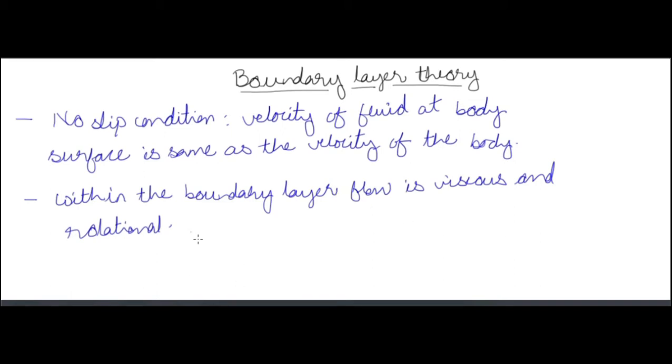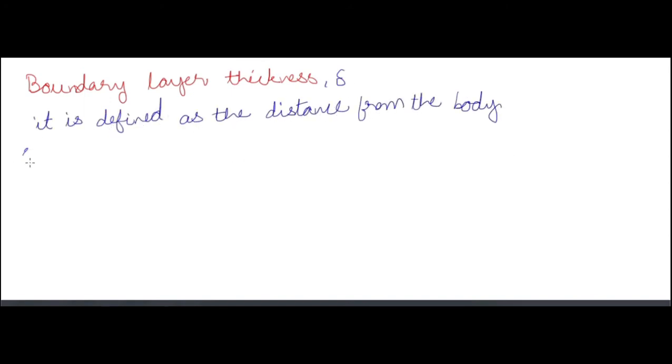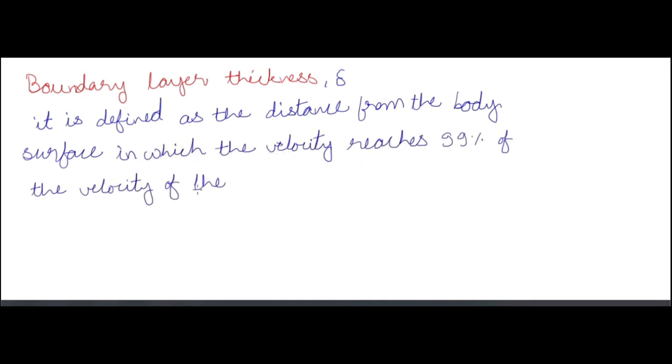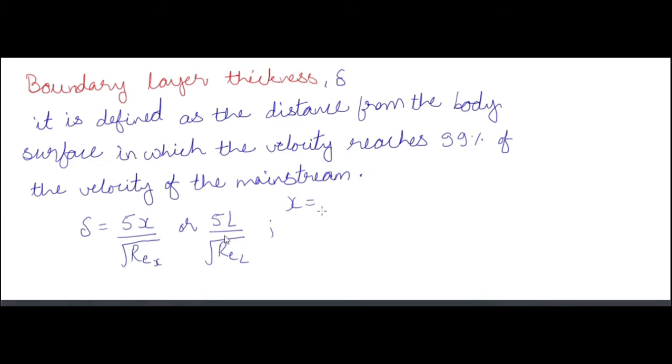Within the boundary layer, flow is viscous and rotational. Boundary layer thickness delta is defined as the distance from the body surface at which the velocity reaches 99% of the velocity of the main stream. So delta is equal to 5x by root under Re x, where Re is the Reynolds number at point x, and x is the distance from the leading edge. It is also equal to 5L by root of Re L, where L is the total length of the plate.